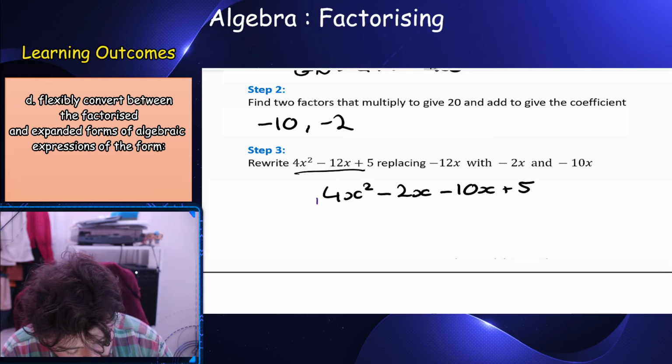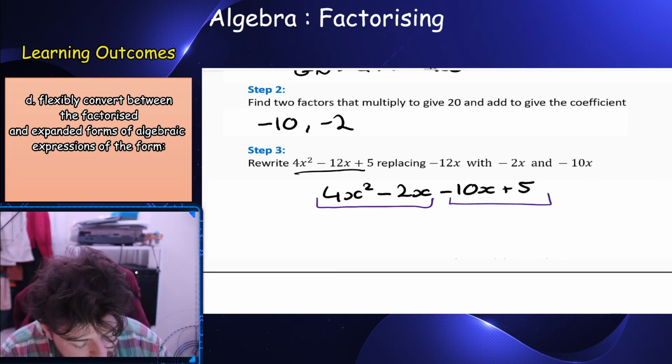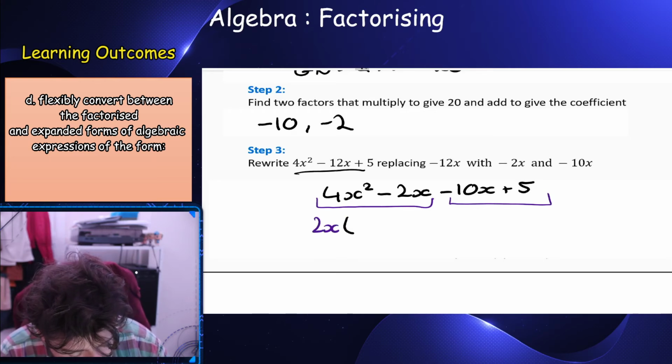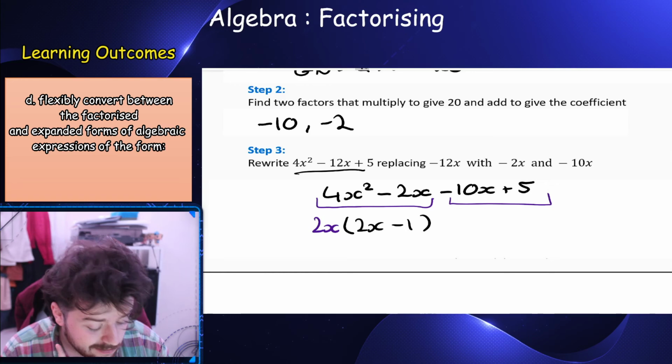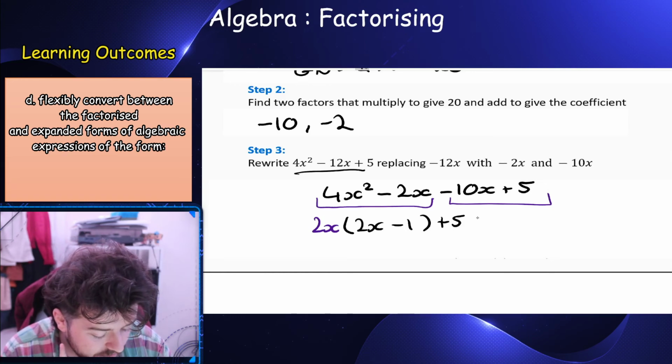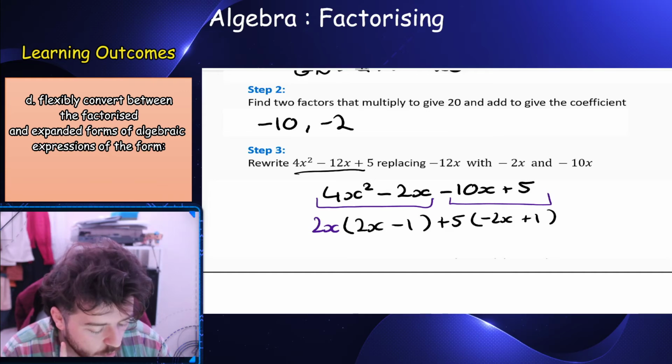So I'm going to look at my first two terms here. My second pair here. What do they have in common here? Well, they have a 2x in common. And in my bracket, I'm going to have 2x minus 1. Here, what do they have in common? They have a 5 in common. But look, if I take out positive 5, I'm going to be left with minus 2x plus 1.